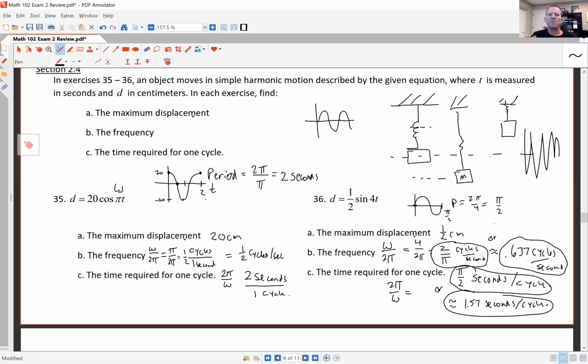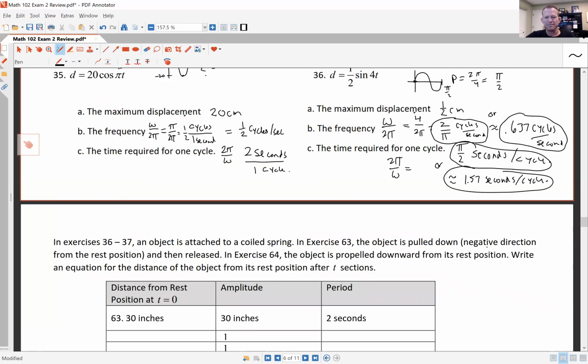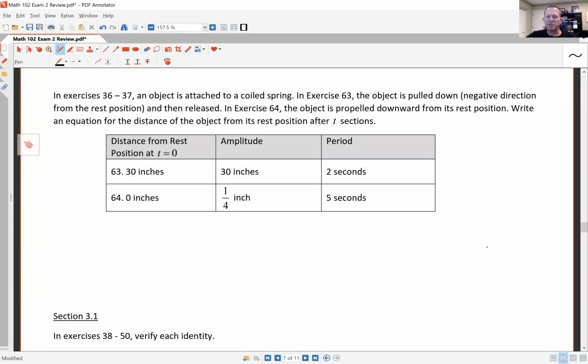When you think about what simple harmonic motion is, something that goes back and forth, that's a vibration, or a vibration is an example of simple harmonic motion. Vibrations are things that just go back and forth. Sometimes they drive you crazy, sometimes they're useful. So here we have an object attached to a coiled spring. The object is pulled down in the negative direction from the rest position and then released. In 64, the object is propelled downward from its rest position. Write an equation for the distance of the object from its rest position after t seconds.